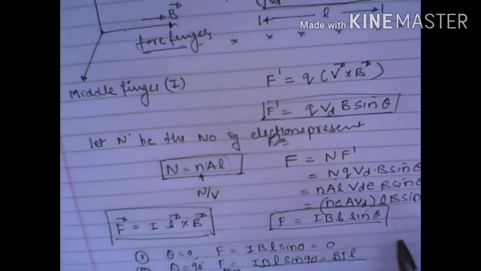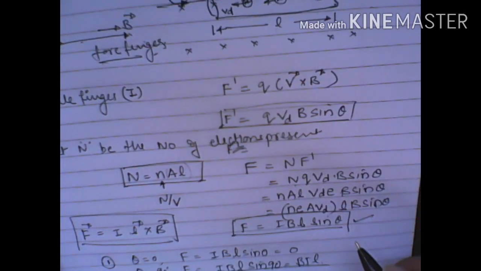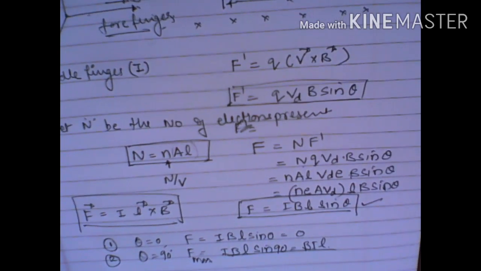That is the force. So this is the expression for the force acting on a current carrying conductor placed in a uniform magnetic field.